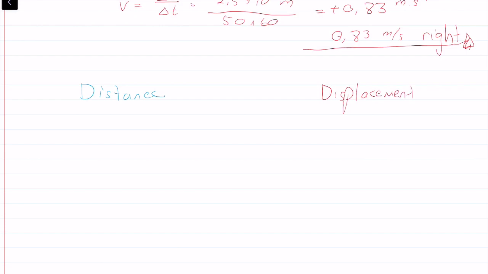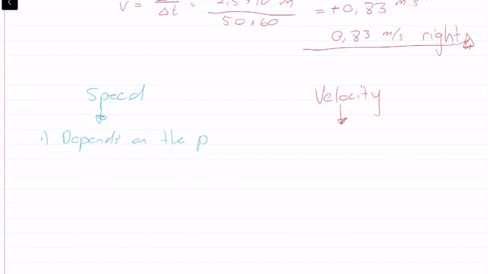Okay, so again, just not distance, sorry. So we have speed and we have velocity. Okay, so if we're looking at speed, it is dependent, so it depends on the path. Okay, if we look at velocity, it is independent of the path.